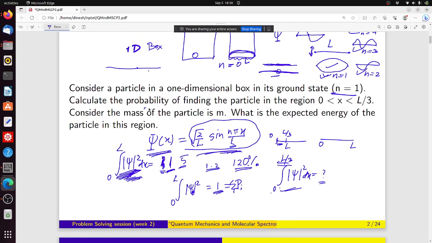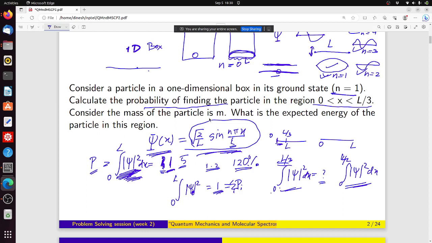Calculate the probability of finding the particle in the region 0 to L by 3. If I am being asked to find the probability between 0 to L by 2, then you have to do integration from 0 to L by 2, and do the psi square. You have to take the mod square, and then this integration will give the probability. This is the probability formula. Okay, let's come to the next question.